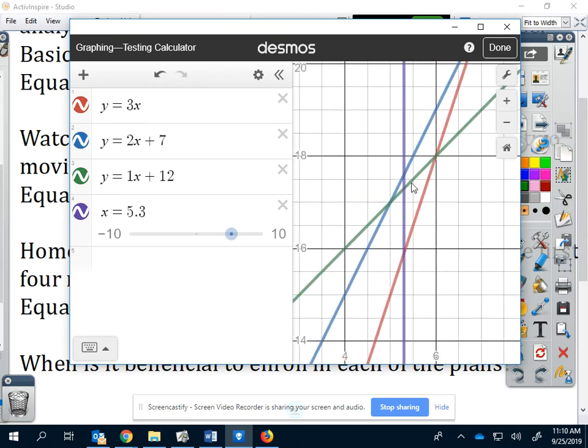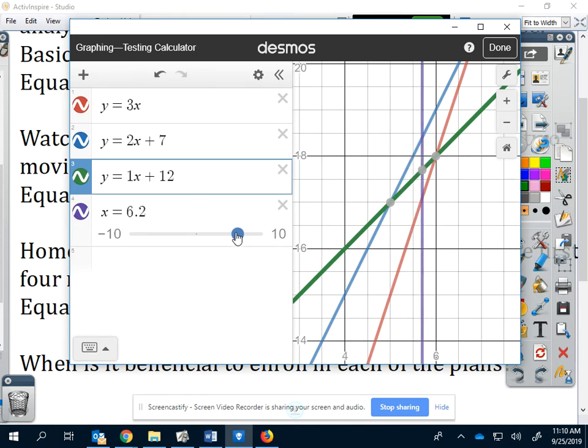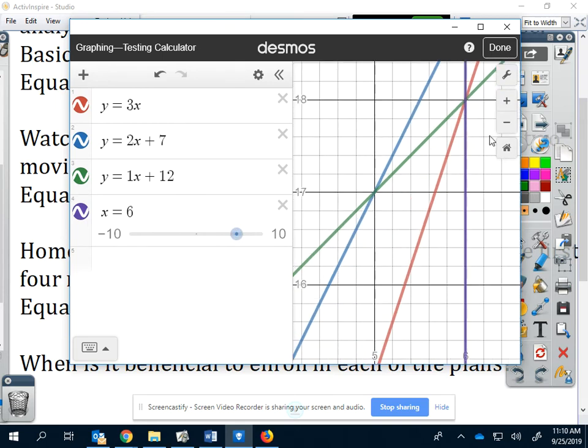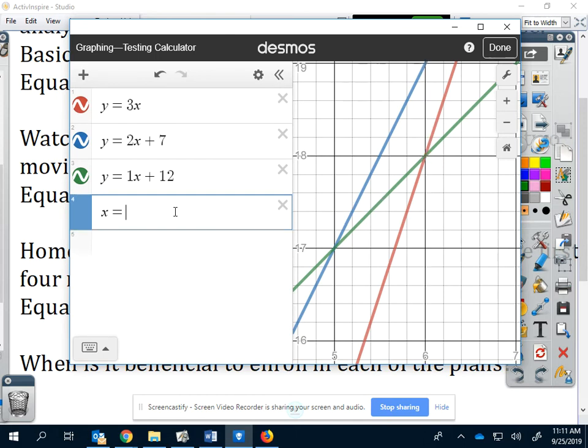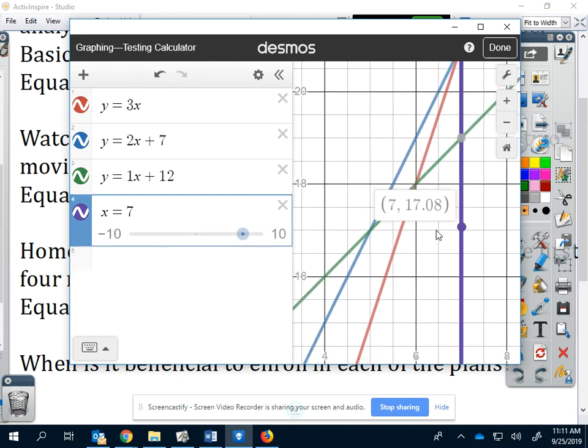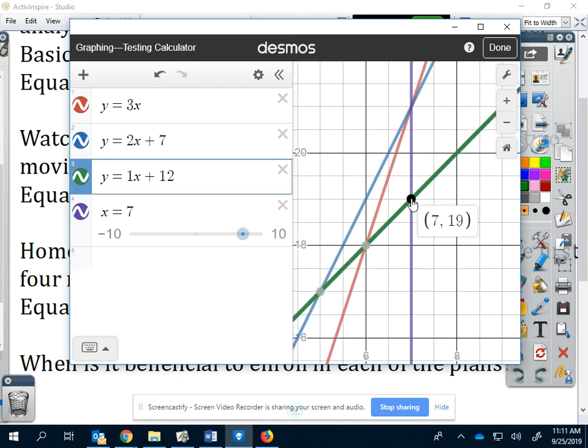So at one point, if I'm now renting more than 5 movies, so like 6 movies, all right, if I'm renting 6 movies, it's actually going to be the same price to rent on the home theater and the basic line. So if I'm going to rent 6 movies, it's going to be the same price on the home theater or the basic. But as soon as I rent more than 6 movies, if I rent 7, now the cheapest option is to go on the home theater.